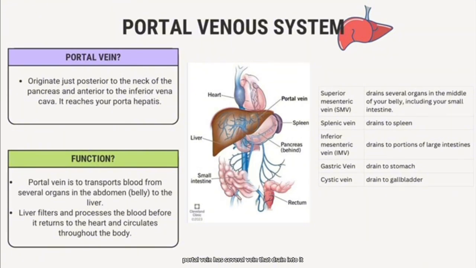The portal vein has several veins that drain into it. Firstly is the superior mesenteric vein that drains several organs in the middle of your belly, including your small intestine. The splenic vein drains the spleen. The inferior mesenteric vein drains a portion of the large intestine. The gastric vein drains the stomach, and the cystic vein drains the gallbladder.